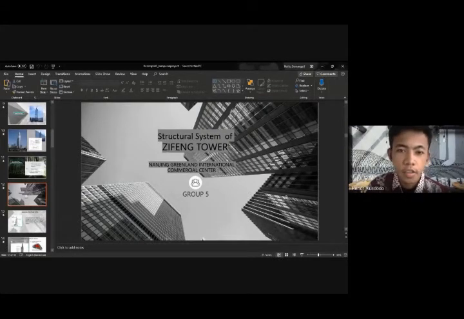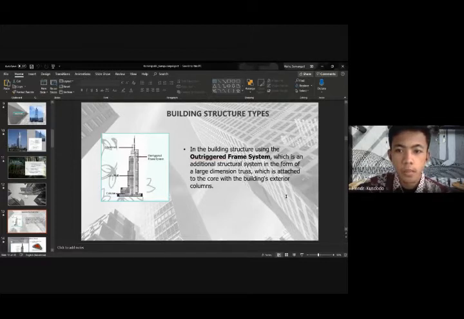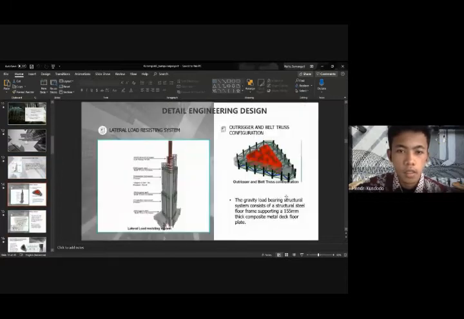Okay, and the next material is the structural system of Zifeng Tower, or Nanjing Greenland International Commercial Center. 1. Building structure types. The building structure uses an outrigger frame system, which is an additional structural system in the form of a large-dimension truss, attached to the core with the building's exterior columns. Detail engineering design, lateral load resisting system. You can see in this picture, the lateral load resisting system, an outrigger and belt truss configuration.